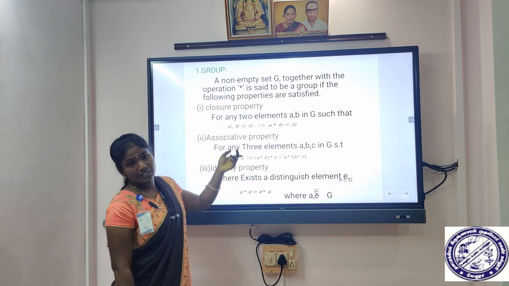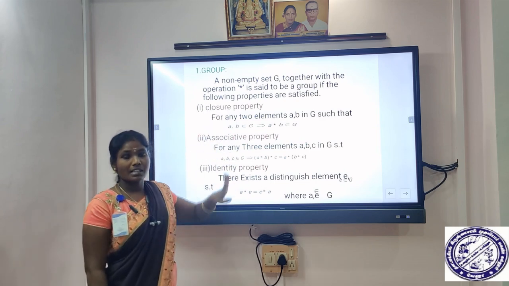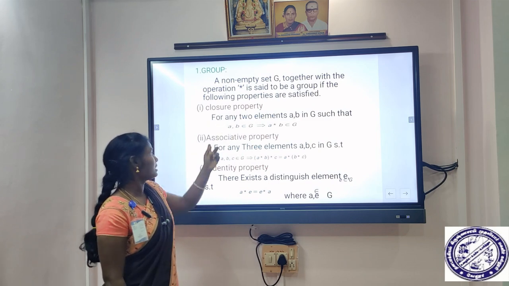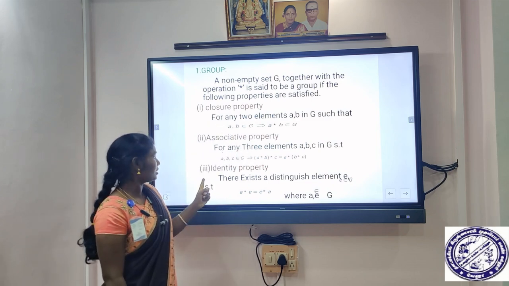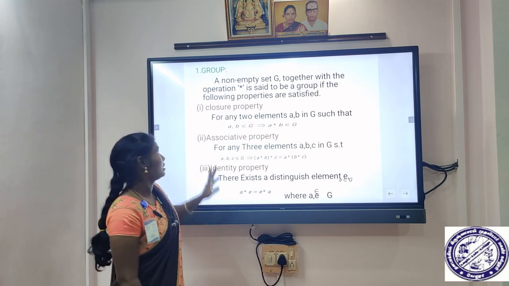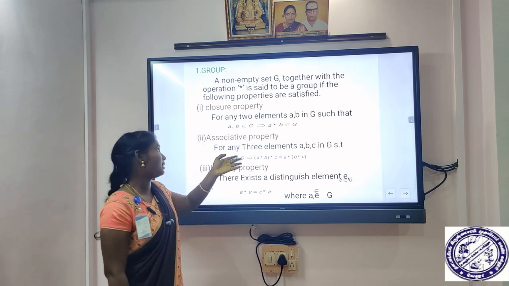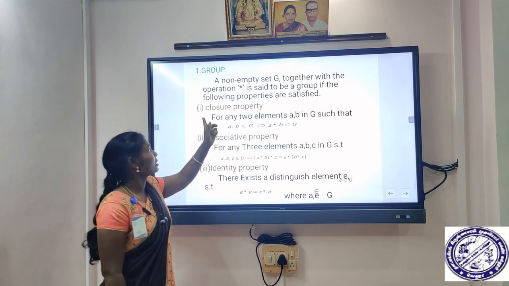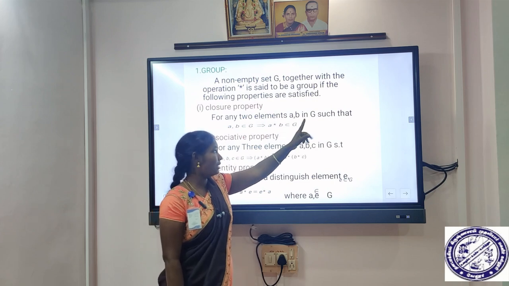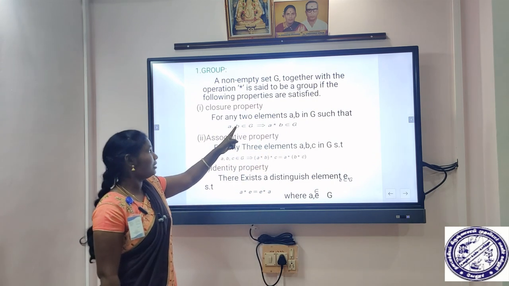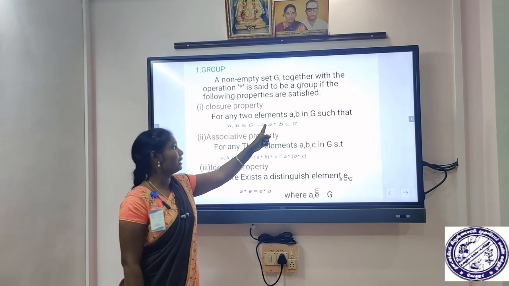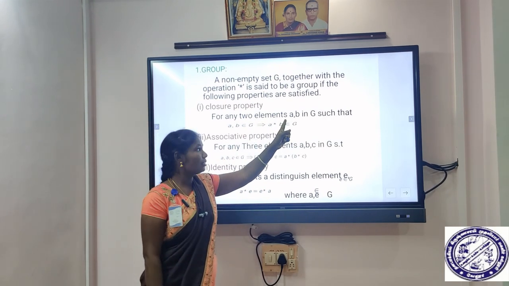So next, the properties. A group satisfies four conditions. The first condition is the closure property. Second is the associative property. Third is the identity property. Fourth is the inverse property. So what is the condition of these properties? First, closure property: for any two elements a, b in G such that a, b belongs to G, this is the only condition: a star b belongs to G.